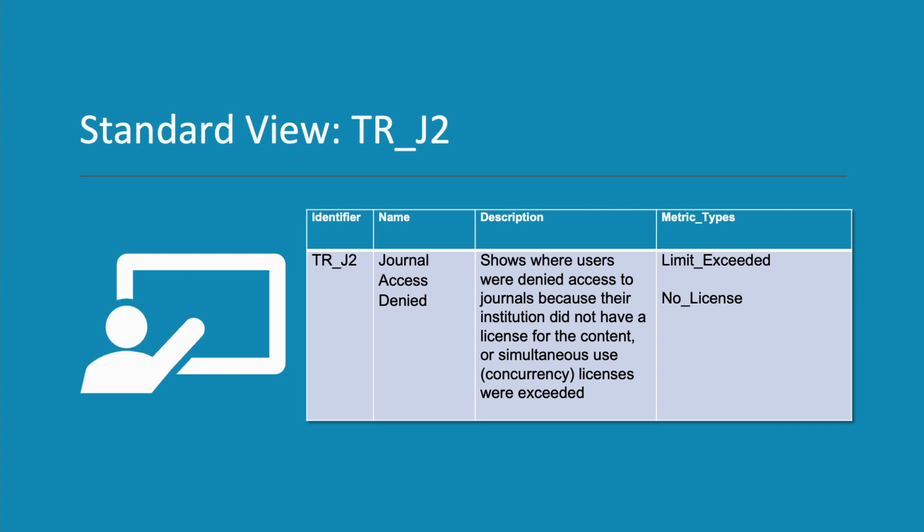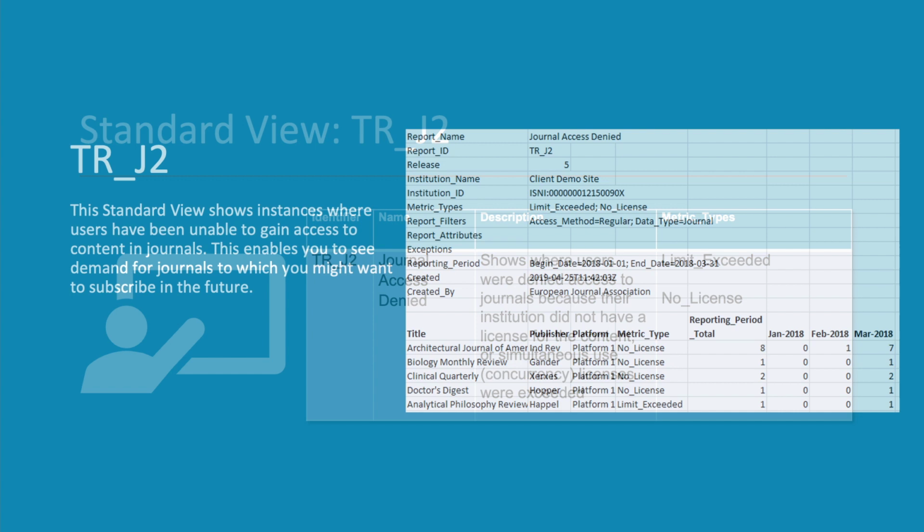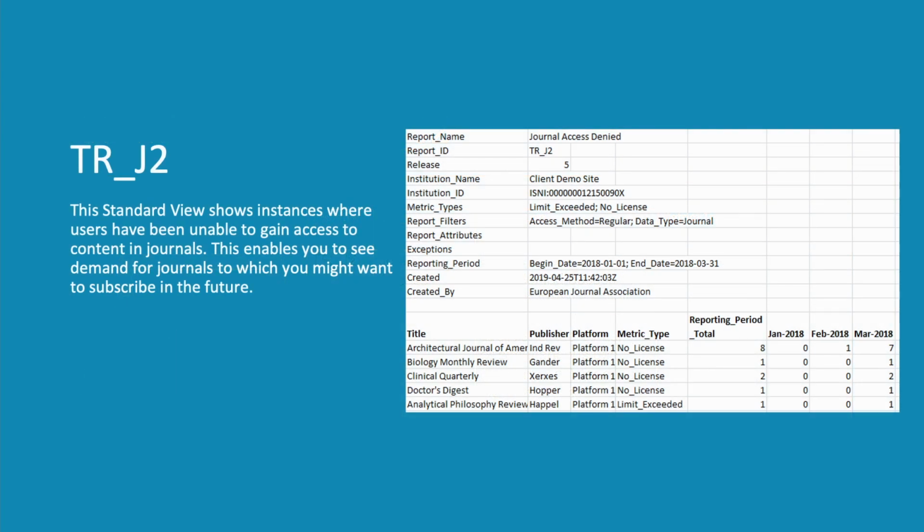The second standard view, TRJ2, is Journal Access Denied. This is a standard view of TR showing where users were denied access to a journal because simultaneous use or concurrency licenses were exceeded, or an institution did not have a license for the journal. This standard view shows instances where users have been unable to gain access to content in journals. It enables you to see the demand for journals to which you might want to subscribe in future.